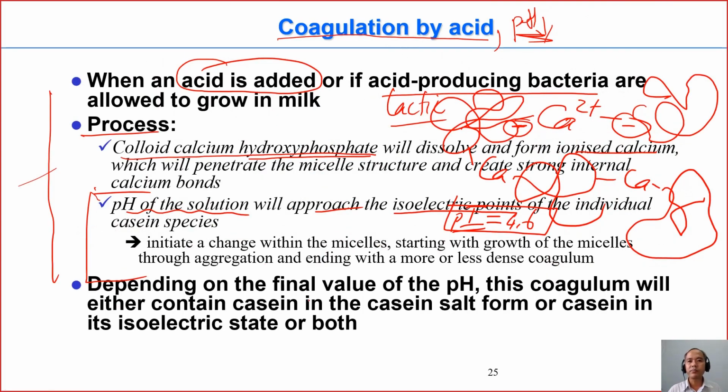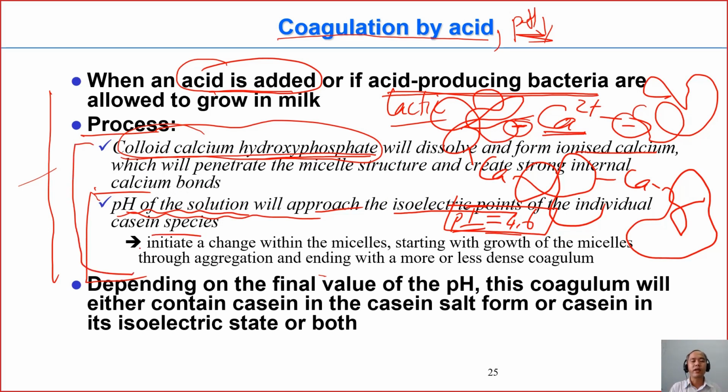Okay, we are back here. So when we add an acid to milk, or when we let bacteria ferment to make an acid, we lower the pH. The result would be the solubilization of the colloidal calcium phosphate bridge, and then we have calcium 2 plus to link protein together. The other one is the pH will go down and reach the pI, and at the pI protein may coagulate. For these two reasons, we have the coagulation of casein. And this happens in making yogurt.